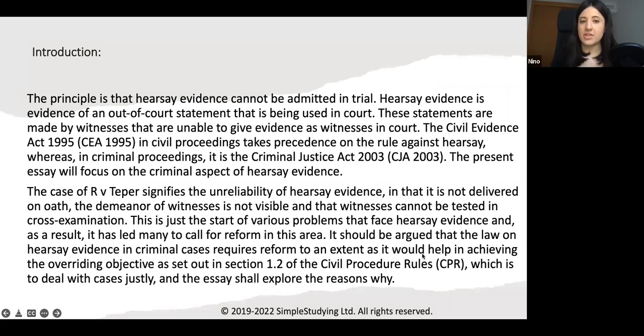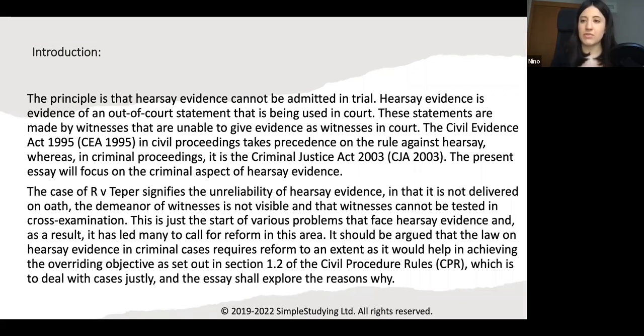The principle is that hearsay evidence cannot be admitted in trial. Hearsay evidence is evidence of an out-of-court statement that is being used in court. These statements are made by witnesses that are unable to give evidence as witnesses in court. The Civil Evidence Act 1995 takes precedence in civil proceedings regarding the rule against hearsay, whereas in criminal proceedings, it is the Criminal Justice Act 2003. The present essay will focus on the criminal aspects of hearsay evidence.